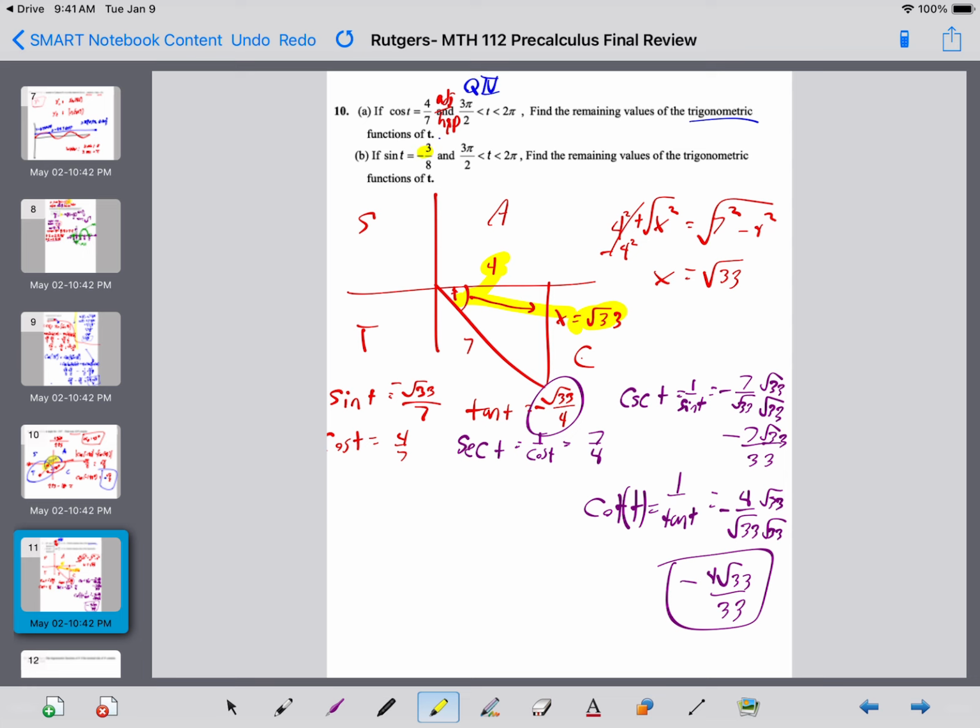I feel like maybe we should leave this for you to practice. It looks like it's in quadrant 4, right? You're going to do opposite over hypotenuse. You're going to solve for your adjacent side and then do exactly what we just did.